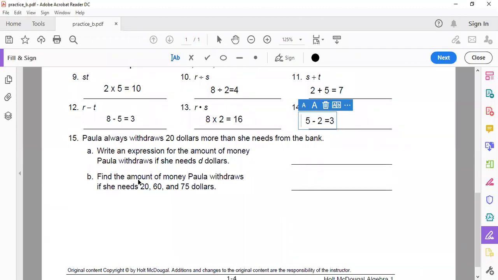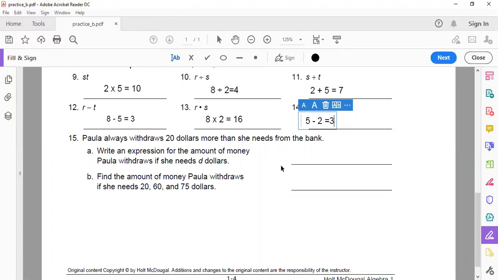So here your brain needs to work now, okay? Paula always withdraws. Withdraws means you take money out from the bank, as your fathers always do. They go to the ATM and they withdraw the money. Withdraw means they take money from the bank. Paula always withdraws $20 more than she needs from the bank, right? So what Paula does is, if she wants $50, she will take $20 extra. Maybe she's thinking that she will need that for something else, maybe for a coffee, right? $20 for a coffee is too expensive.